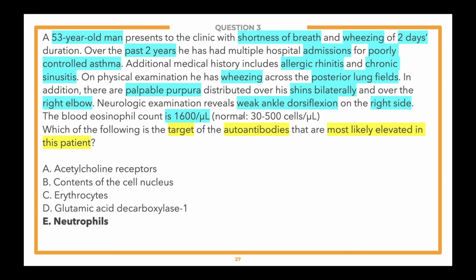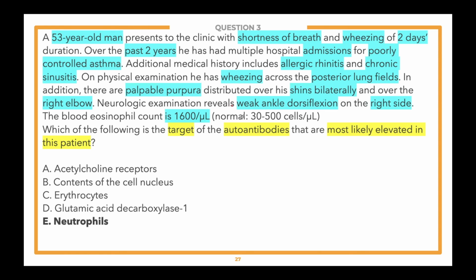The other answer choices here: glutamic acid decarboxylase, that's present in type 1 diabetes. Erythrocytes, in a few conditions such as if a patient were to present with pallor and hemoglobin in their urine. Okay, contents of the cell nucleus, that would be something like other autoimmune diseases like rheumatoid arthritis, lupus, when we're talking about anti-nuclear antibodies. Okay, and then lastly, answer choice A, acetylcholine receptors. That would be a target in myasthenia gravis.